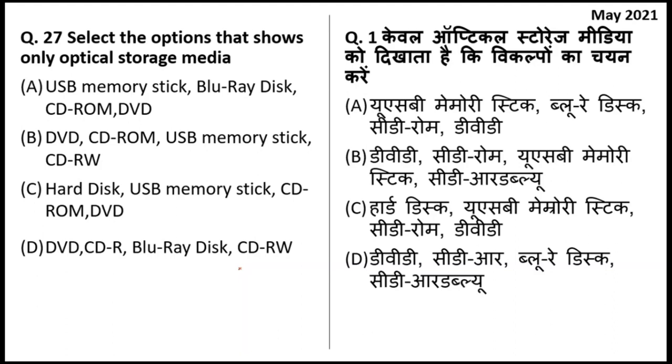Select the option that allows only optical storage media. In this question, the right answer is DVD, digital versatile disc, CD-R, meaning CD recordable, Blu-ray disc, and CD read write. Optical storage media means it uses light to write data on it. So USB is not optical storage media, so that is incorrect. Here in this question also.